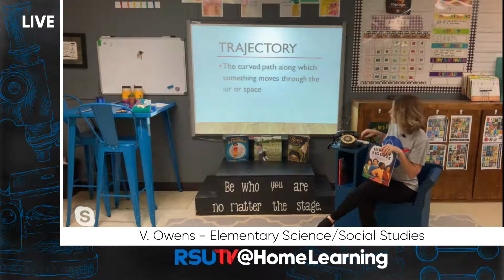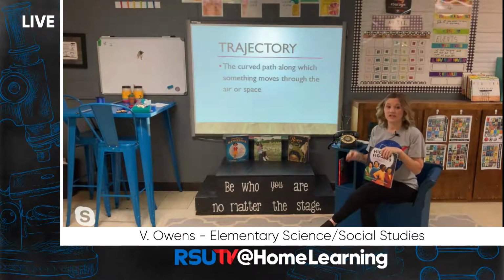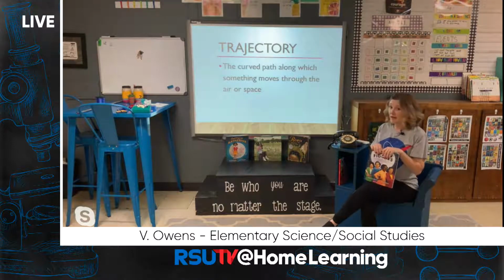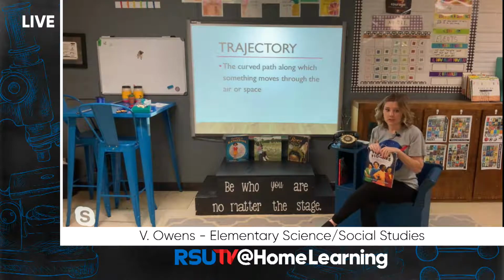And then our last word that you might not be familiar with is trajectory. Can you say that? That's a really hard word, trajectory. That is the curved path along which something moves through air or space. So trajectory, if you think about throwing a ball, the path that the ball takes as it falls back down to the ground. That's trajectory. So that's a really tricky word.